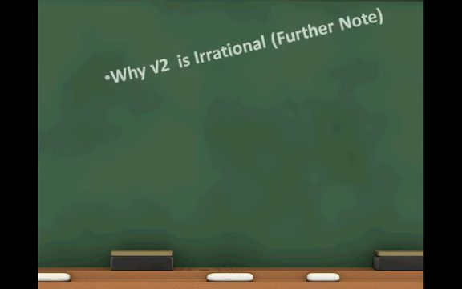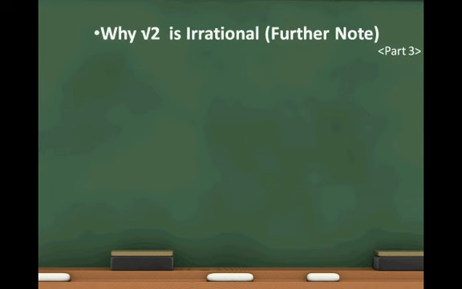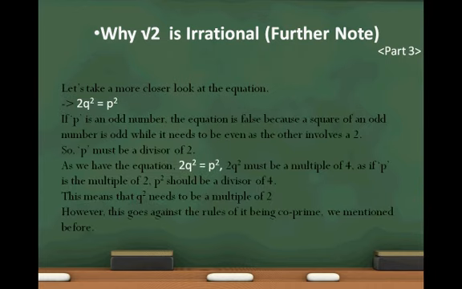Okay, so let's take it a step further and prove that every possibility of the square root of 2 being a rational number can't occur. So looking closely at the equation, we find that the equation 2 multiplied by q squared equals p squared. And so here, p can either be an odd number or an even number. And so let's take a look first at p being an odd number.